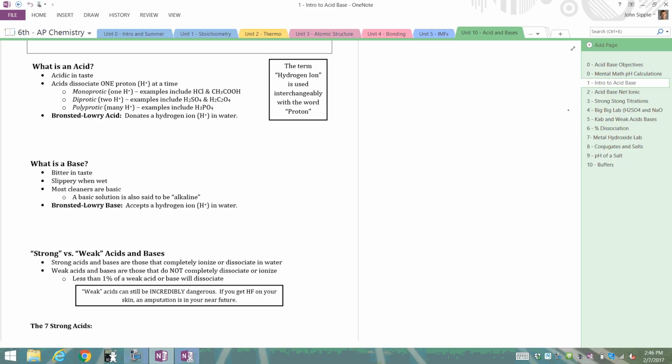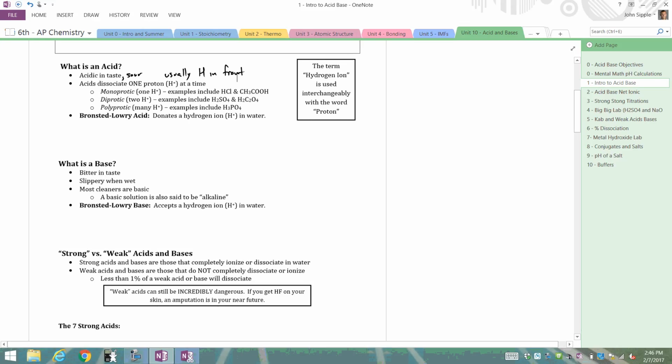Okay, so an acid. What is an acid? Well, it's acidic in taste, which means that it tastes sour, right? Sour Patch Kids, lemons, things like that are acidic in taste. And how can you identify an acid? Usually they always have an H in front of their formula. That's a typical thing, and ultimately they're going to put hydrogen ions into solution, so they're donators. They donate, and they make H pluses in solution.